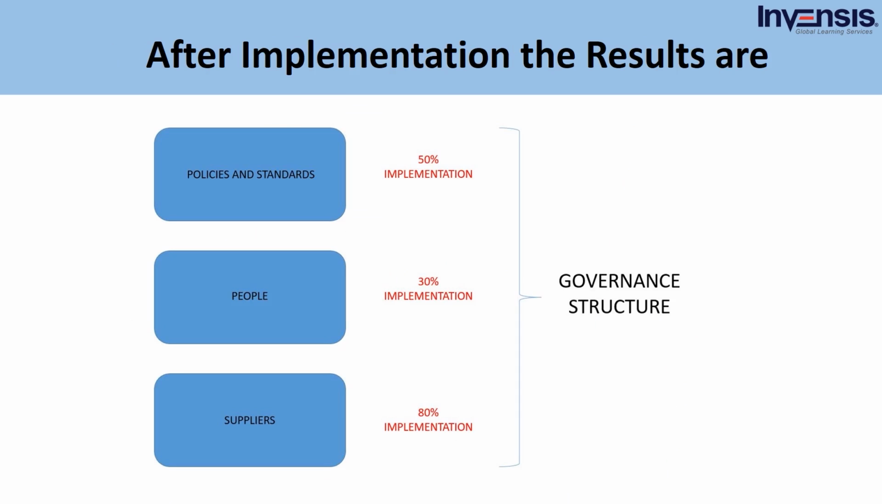After successful implementation of the COBIT 5 framework for 2 years, there was a 50% implementation in policies and standards, a 30% implementation in people, and 80% implementation in suppliers. After implementation, the results were evaluated. This is done by going back to the original governance structure put in place. The review was completed considering all major IT suppliers.